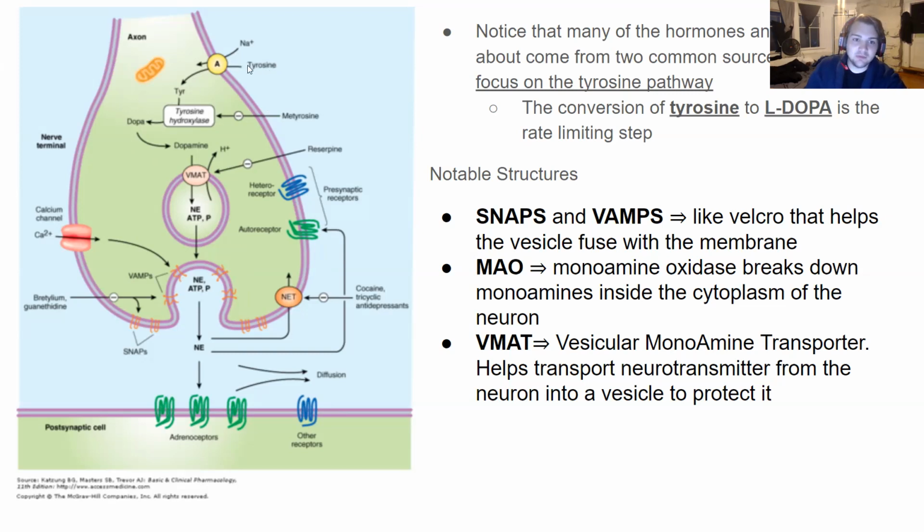The pathway is, do I have it on the next slide? Yeah. That tyrosine, can I draw on this?